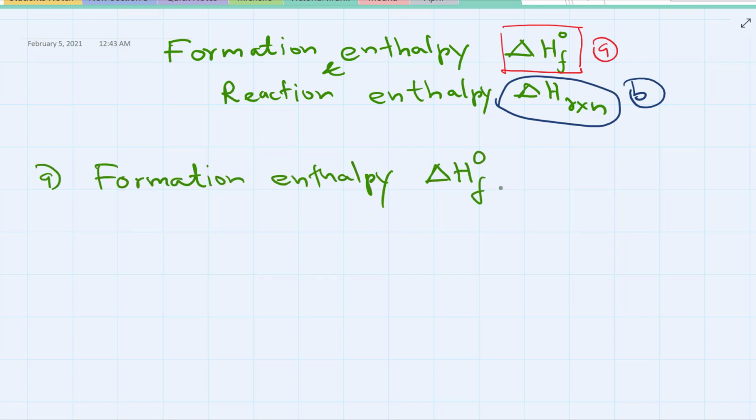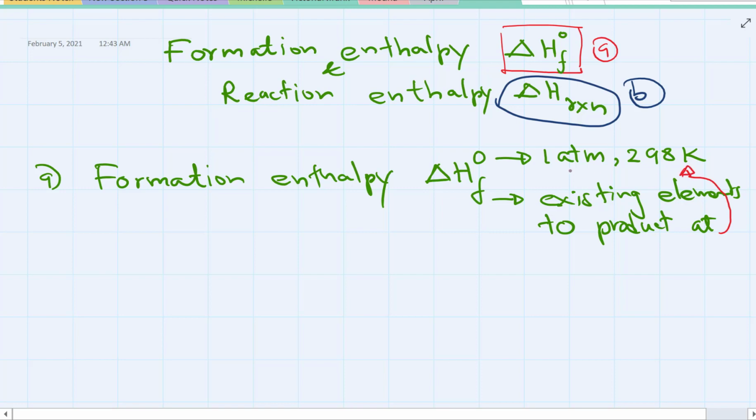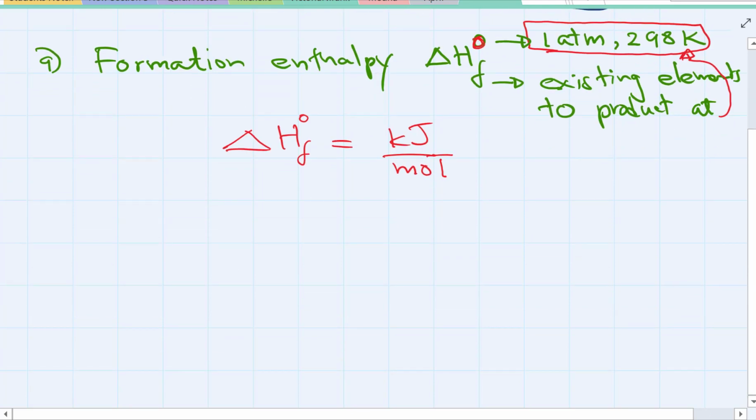The formation enthalpy is given as delta H, the standard sign, at 1 atmosphere and 298 Kelvin. That's the formation, right? And that has to be from existing elements, and it is for 1 mole. Those are the more important things to pay attention to, the sign and the units. The delta H formation is in kilojoules per mole. Make sure you understand that, right?